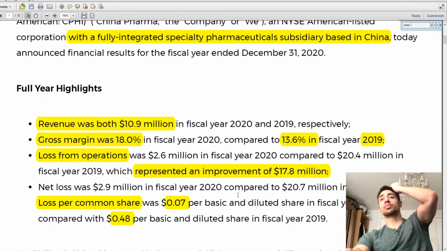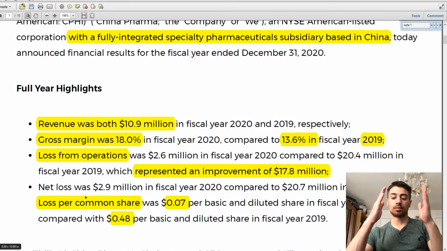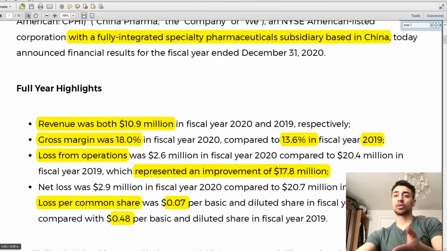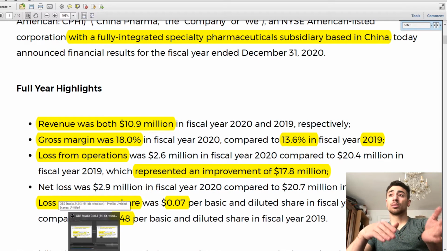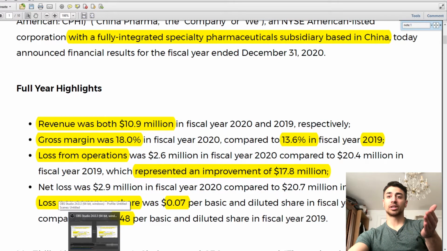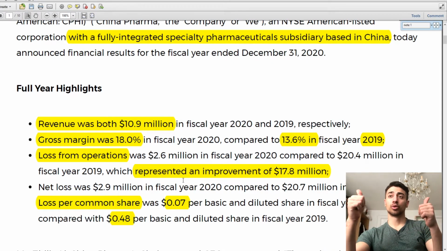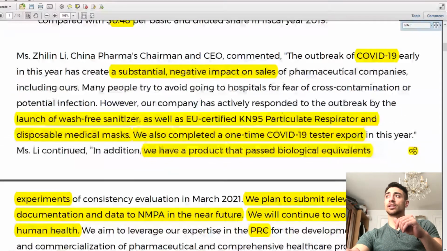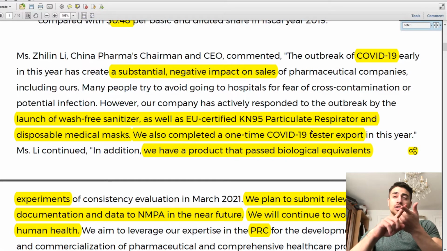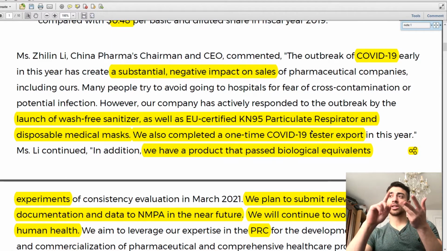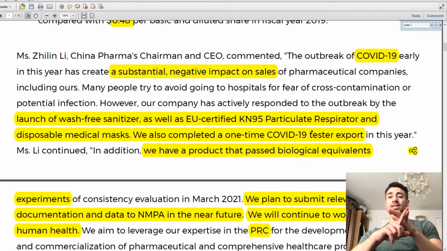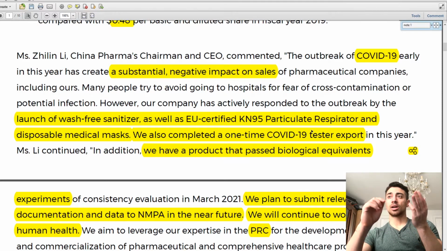The reason this went up, I think it's because analysts generally just want to see whether earnings were beat. They had a loss, but their loss was an improvement by 17.8 million from last year. Very good. Revenue remained constant, gross margin improved, loss per common share improved. And then they said COVID-19 had a substantial negative impact on sales. They launched a wash-free sanitizer. They launched a particulate respiratory medical mask. They also did a one-time COVID-19 tester export, which was helpful for their revenue.